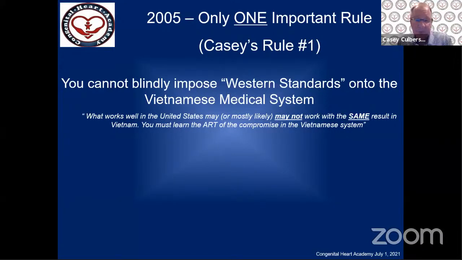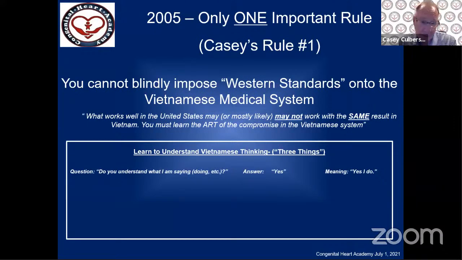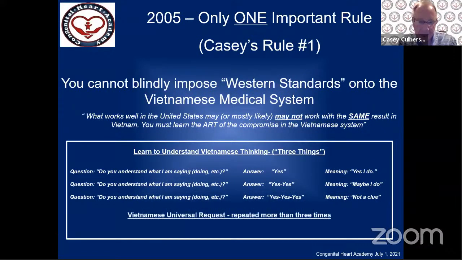So for me, I had to learn the art of compromise in the Vietnamese medical system. And that, of course, required that I learn to understand Vietnamese thinking. It's actually pretty simple. You ask a question, do you understand what I am saying or doing? If the answer is yes, that means yes, they do. Yes, yes means maybe I do. And yes, yes, yes means not a clue. So that became another rule I learned, the Vietnamese universal request, which was repeated to me more than 3 times, was Casey, speak more slowly.